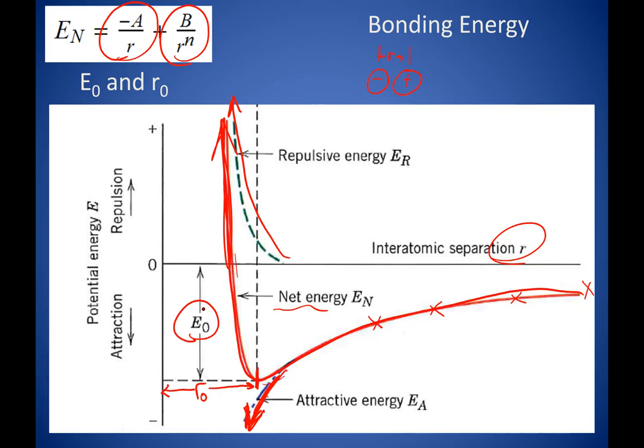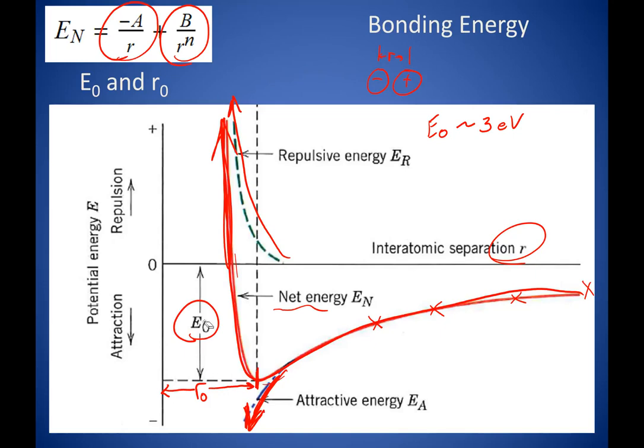Now the bond energy in your text, they will use joules and also eVs. And so I think the problems that I've given you are working in eVs. And so a typical bond energy, say, might be 3 or 4 or 5 electron volts, depending on the material. All right, so that is our energy curve.